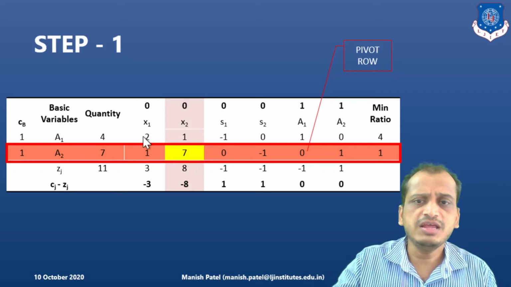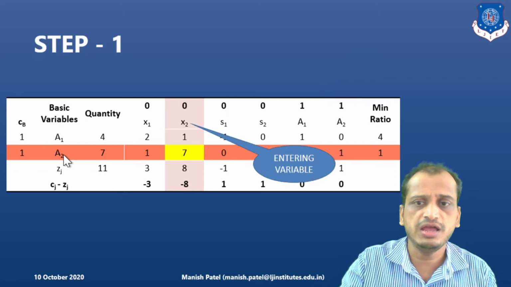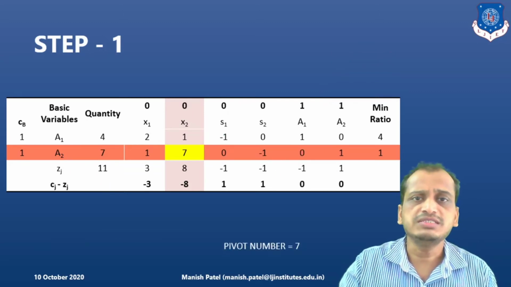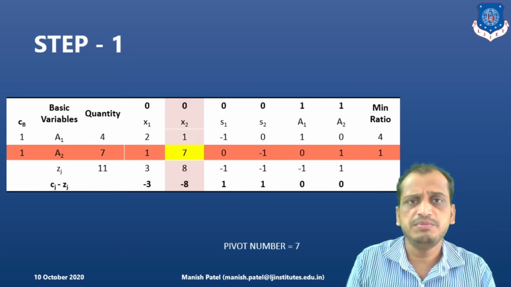So what is the entering variable here? You can imagine the entering variable is x2 and the leaving variable is a2. That is what I have indicated here, entering variable and the leaving variable. And our pivot number is 7, that is the intersection of pivot column and pivot row.